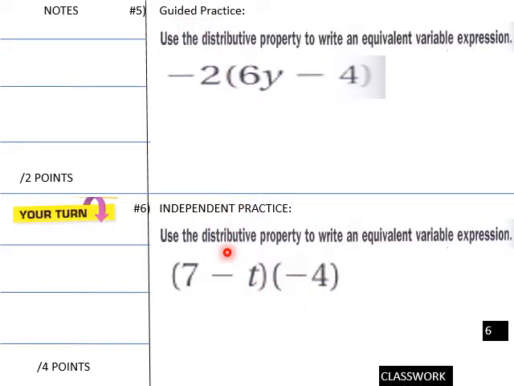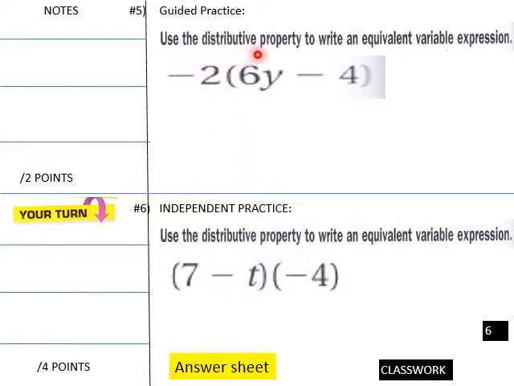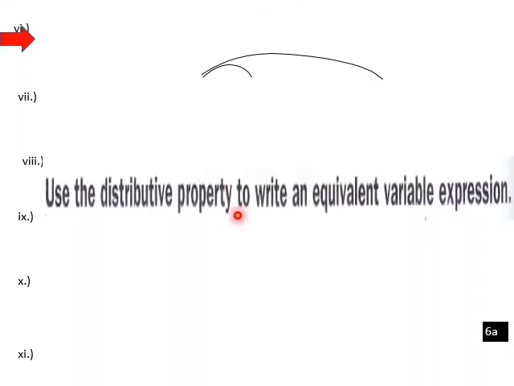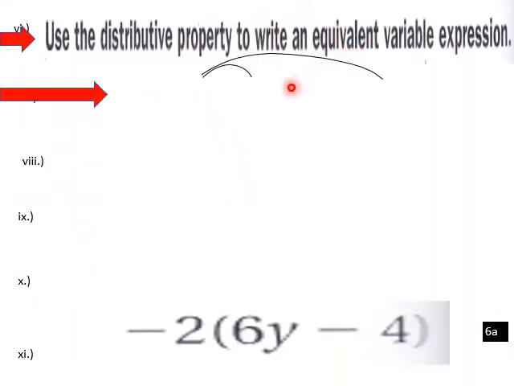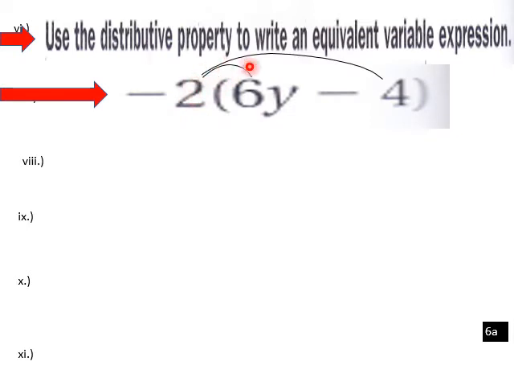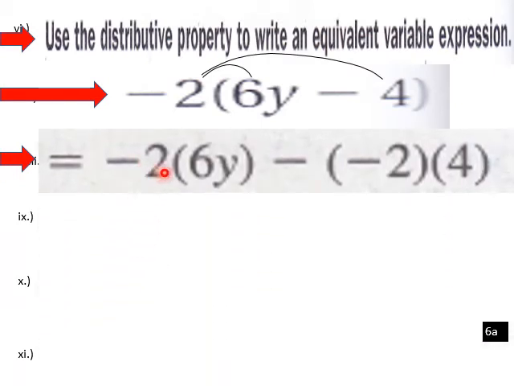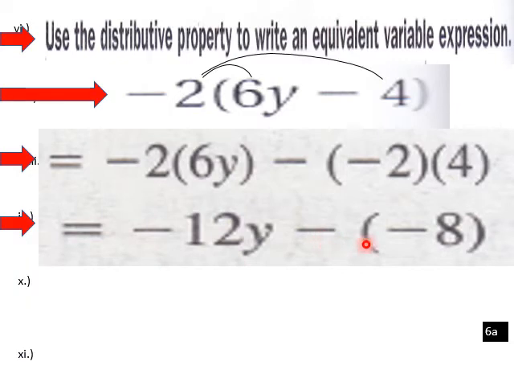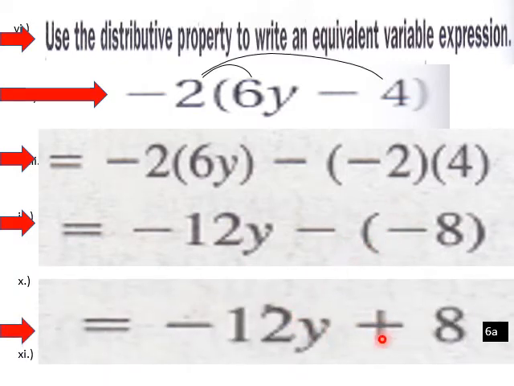This is yours down here, students. Use the distributive property to write equivalent variable expressions. We have negative 2 times the quantity 6y minus 4. To do that, use the distributive property to write an equivalent variable expression. We have negative 2 times 6y and then negative 2 times negative 4. And this becomes negative 12y minus negative 8. And then negative of negative will be a positive. So we have negative 12y plus 8 is what this is equal to.